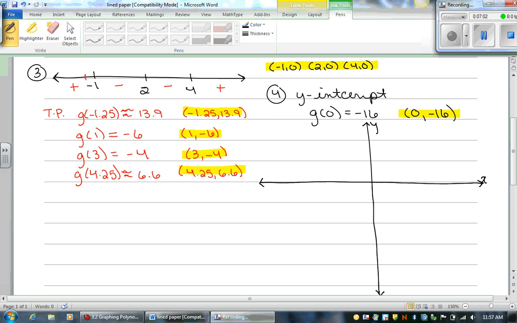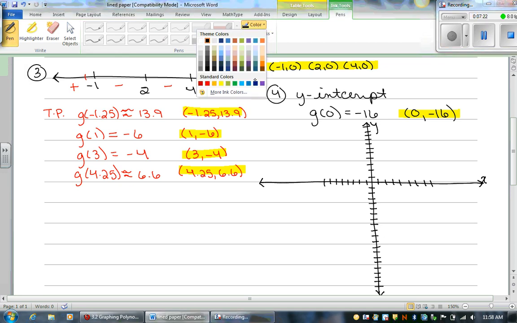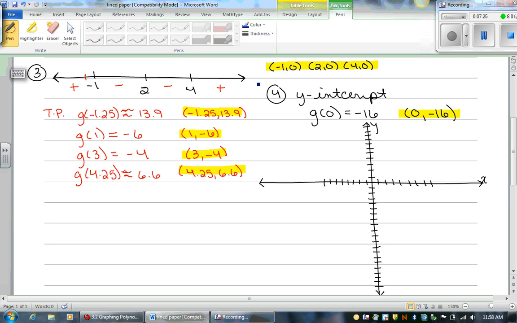Okay, so we're going to go ahead and plot some of these points. You always want to start by putting your zeros in. It's usually a good idea. Okay, so we've got the point negative 1, 0. We've got the point 2, 0 and 4, 0.